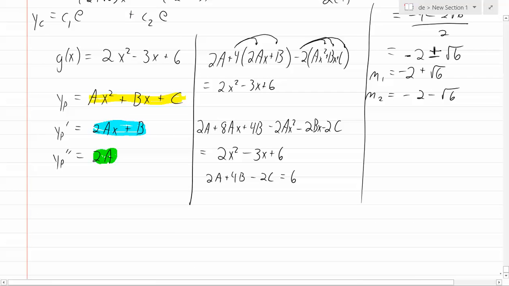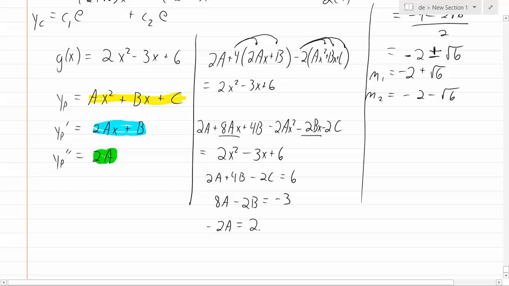Now look at your x terms. That's this term and this term. You have an 8a and a negative 2b. So 8a minus 2b has to be equal to the coefficient in front of x on the right side of the differential equation, which is negative 3. And then you have one x squared term, negative 2ax squared. So negative 2a has to be equal to the coefficient of the x squared term on the right side, which happens to be 2.